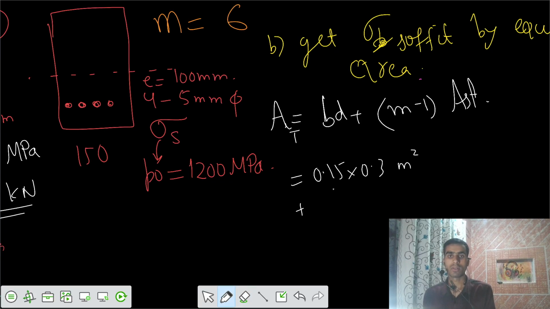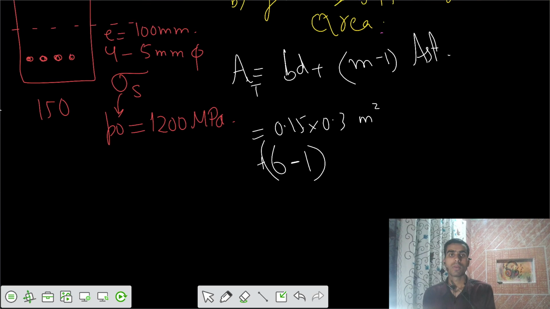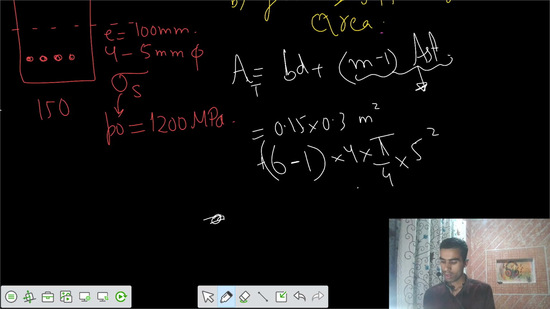So let's calculate for that. 6 times, I would say 6 minus 1, times the area of the steel, which we know is 4 bars of diameter 5, pi by 4 into 5 square. So that overall value, you can solve that, is your total area, and this part, m minus 1 Ast, is coming out to be equal to 392.699 millimeters square, this part of the area.